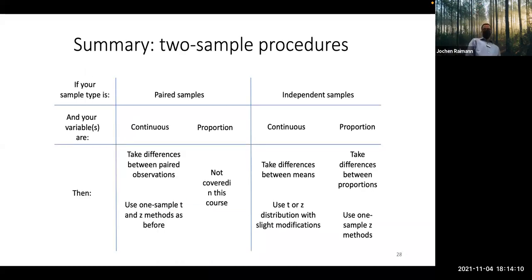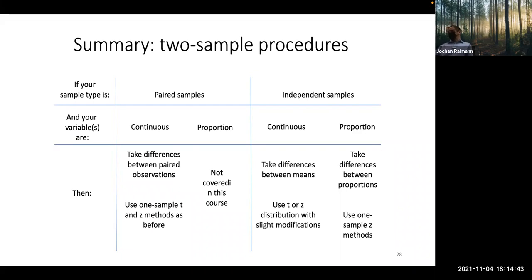So, two sample procedures. When you have paired samples and continuous variables, you calculate the differences between paired observations, or you compare the difference between means in independent samples. You use the T or Z distribution with slight modifications, and you use one sample T or Z methods, just as you use the Z statistic comparing a sample versus the population.